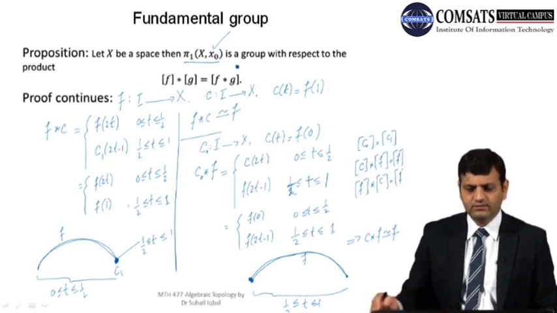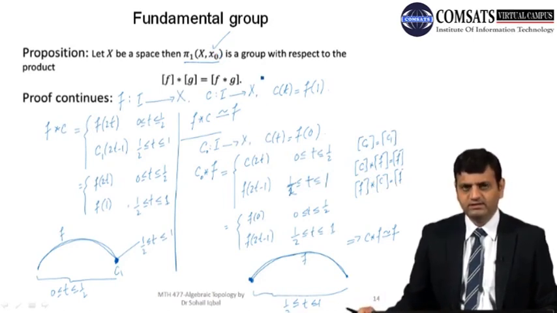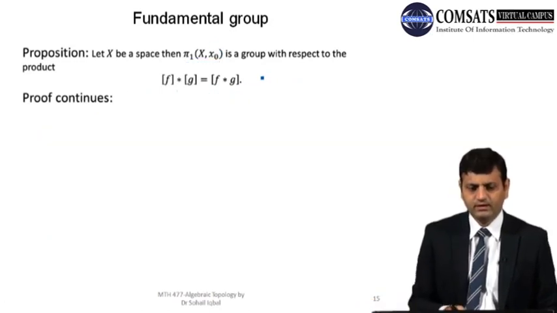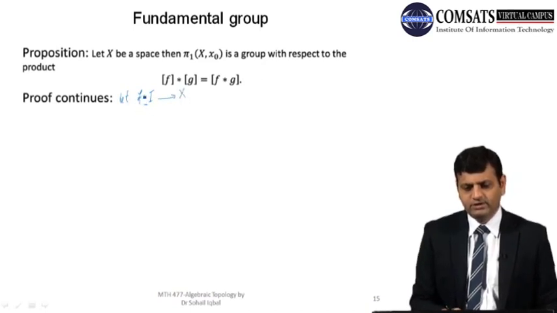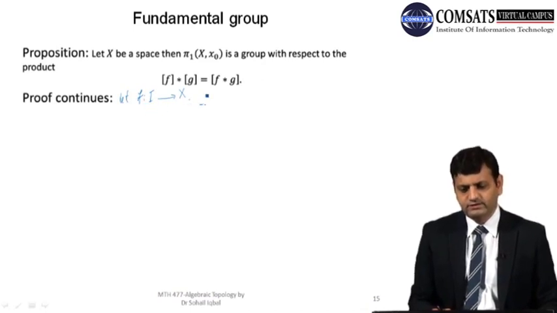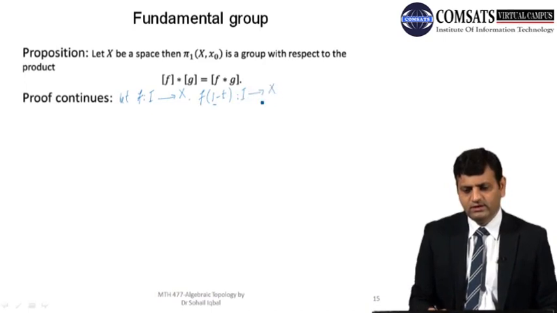So the final thing we have to show is that the functions are invertible. Okay, so let f be a path from x to x. In particular, it's a loop. Then we can see that this function f of 1 minus t is once again a loop, but in the reverse direction.